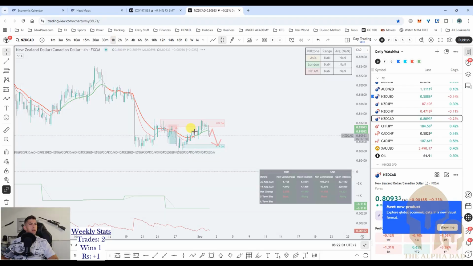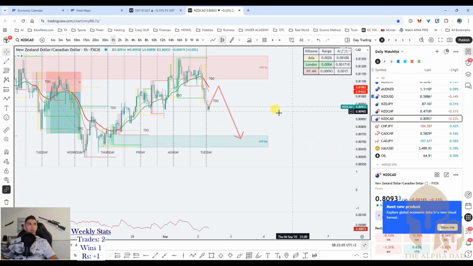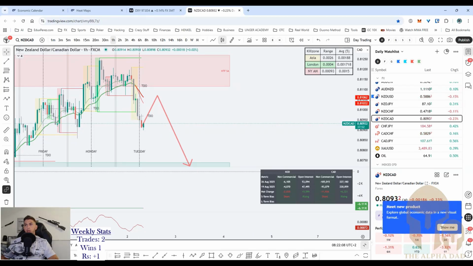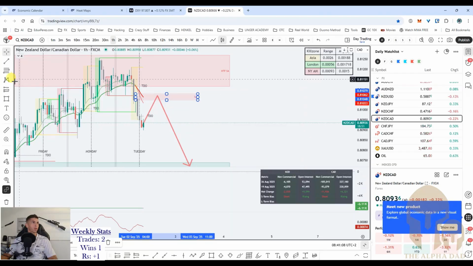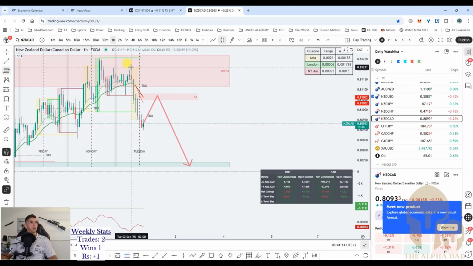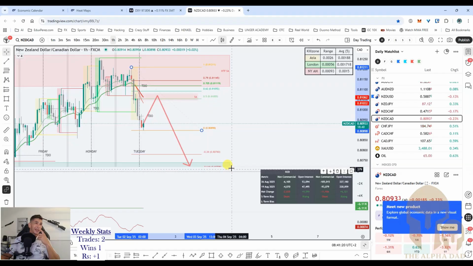All right, so let's go to the hourly. Let's see what we have right here. We have a clear supply zone here, which we could actually use. Let's see, where are we in terms of price leg? Sitting on equilibrium. Let's move on to 4 hour.